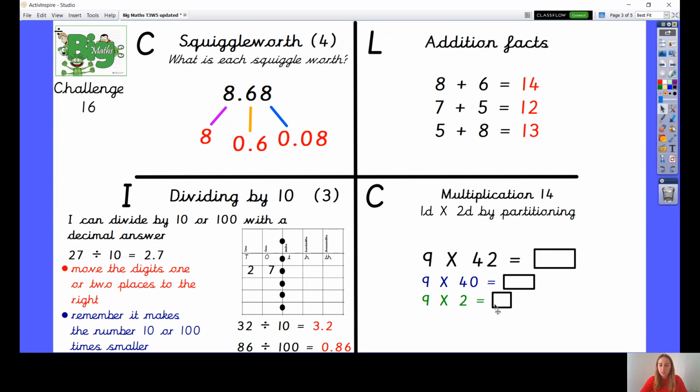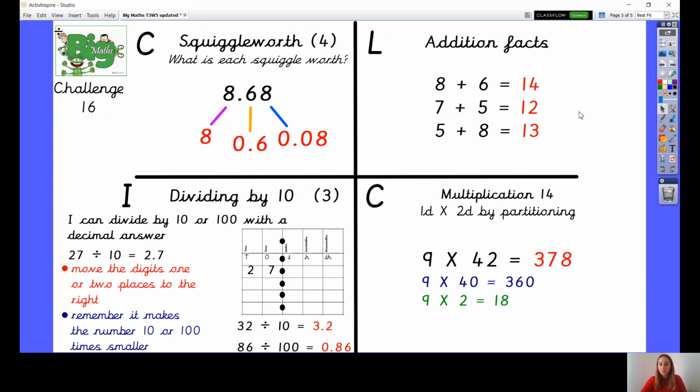So 9 times 2 is 18, that's the times table fact. 9 times 4 is 36, so I know 9 times 40 must be 360. Next, I'm going to add together my 2 parts that I split my 9 times 42 into to find the final product. So 360, add 18, I can add the 10s and the 1s together and keep the hundreds. So I've got 378. Check yours.